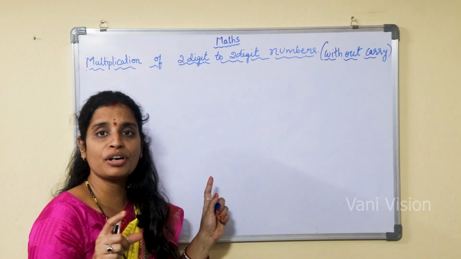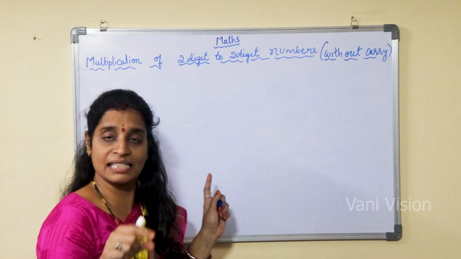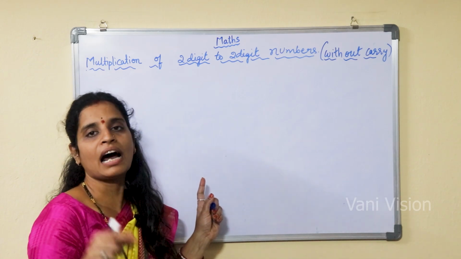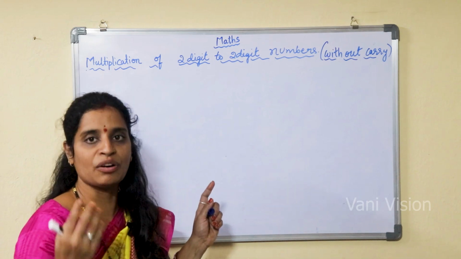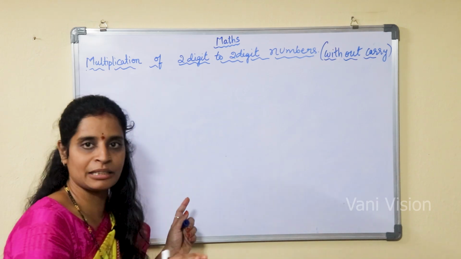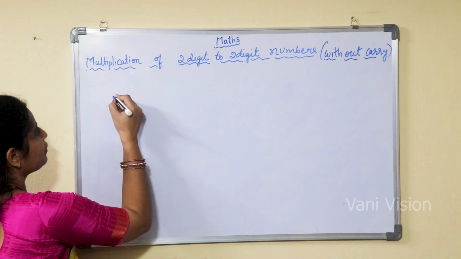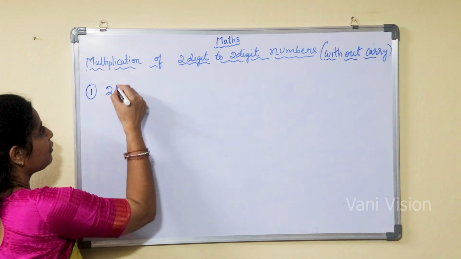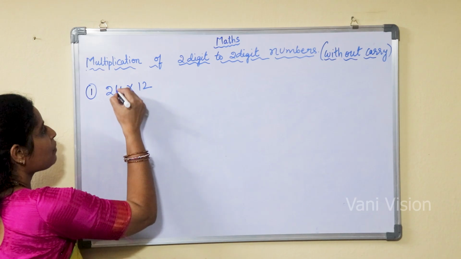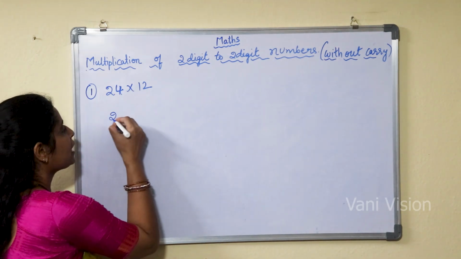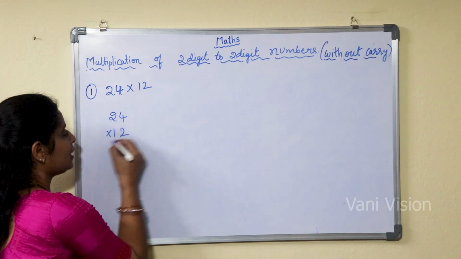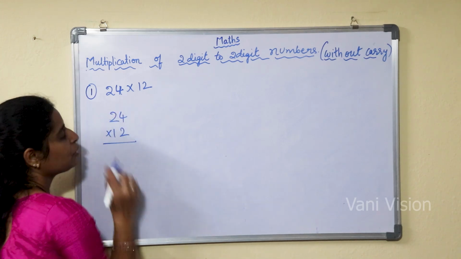See, before we start, we learn the easiest way. First, we'll see how we multiply in the general way, the way we learned it. Then my first example is 24 into 12. This one we are going to see in our general multiplication. So, 24 into 12.